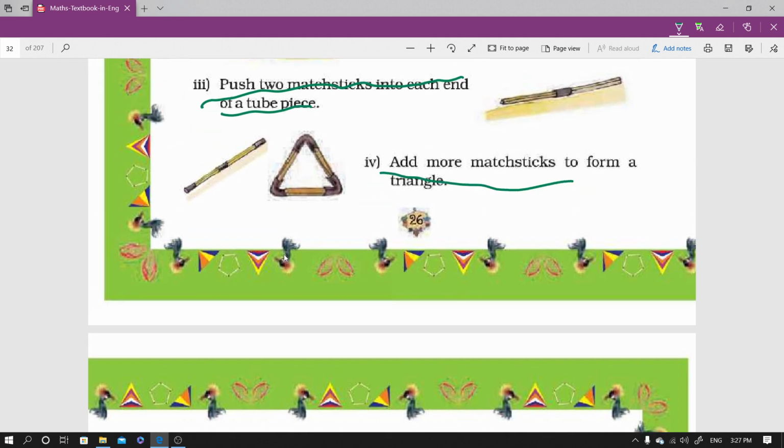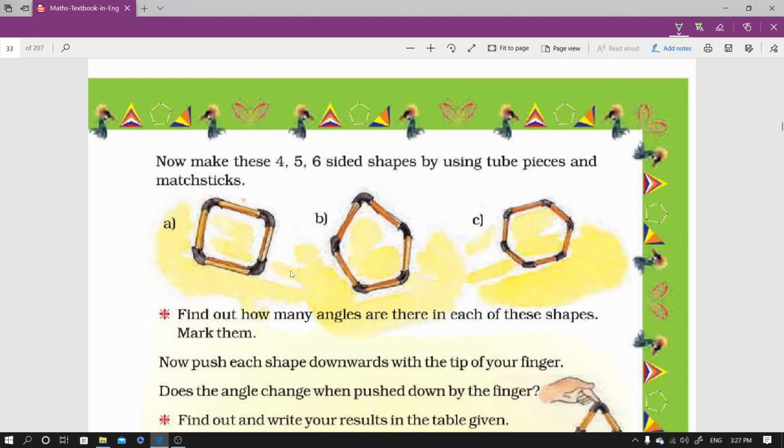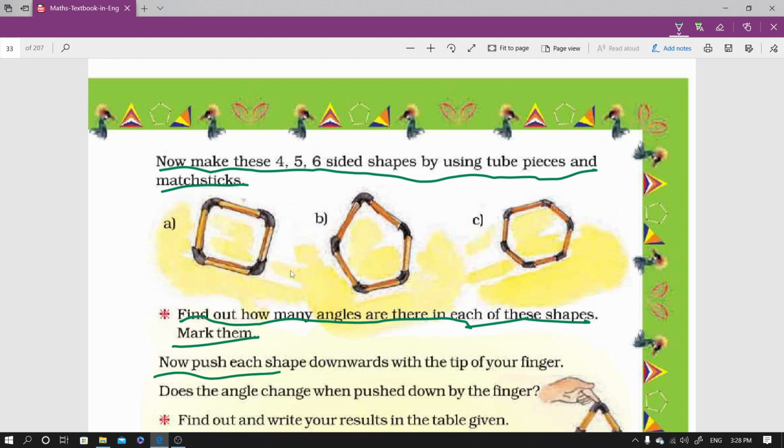Add more matchsticks to form a triangle. Now make 4, 5, 6 sided shapes by using tube pieces and matchsticks. Find out how many angles are in each of these shapes. Mark them. Now push each shape downwards with the tip of your finger.